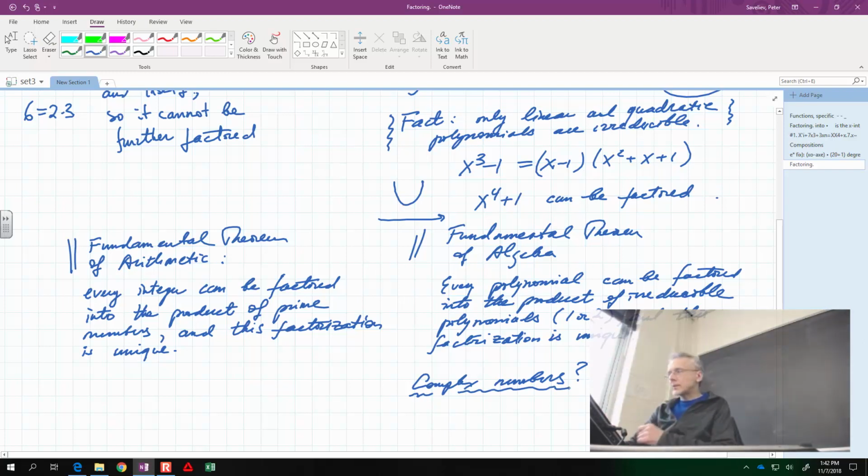So complex numbers allow us to deal with factoring in a much easier way, and that is, a polynomial will always be factored into linear factors only. Okay, so there won't be anything like x squared plus 1 cannot be factored. It is irreducible, but that's not the case if we're allowed to use complex numbers.